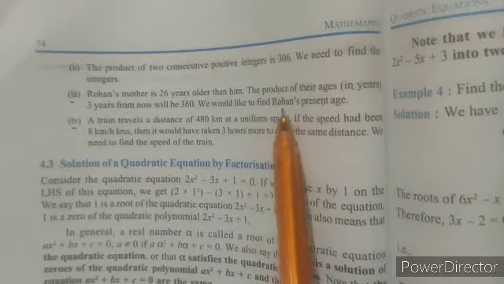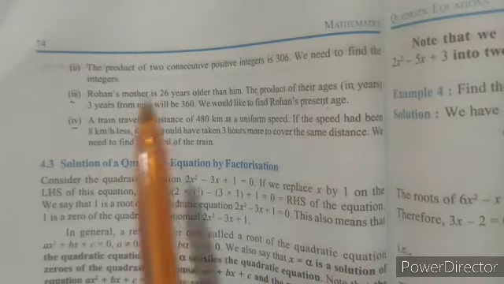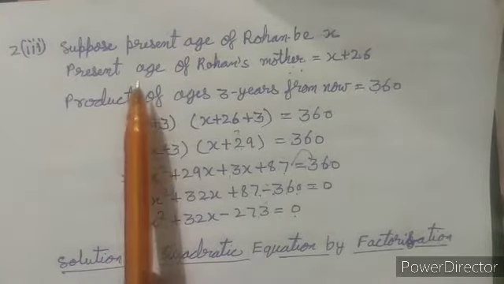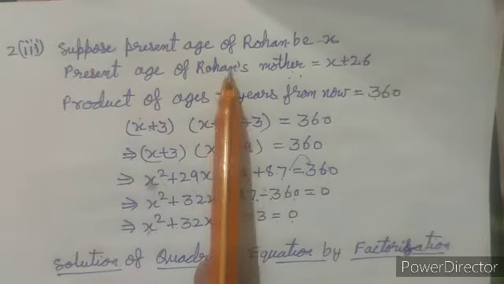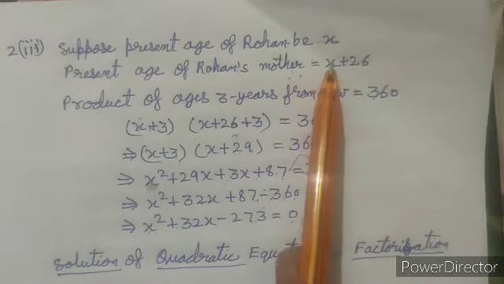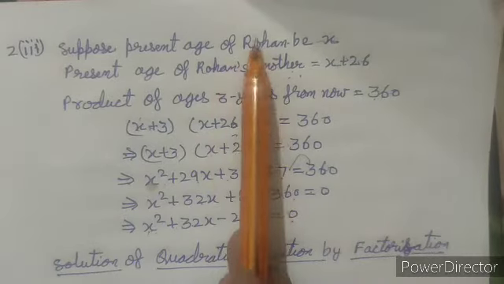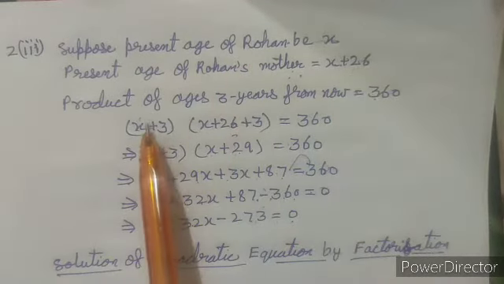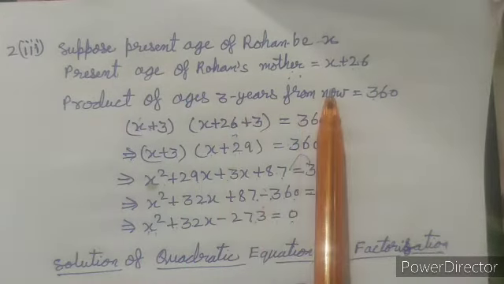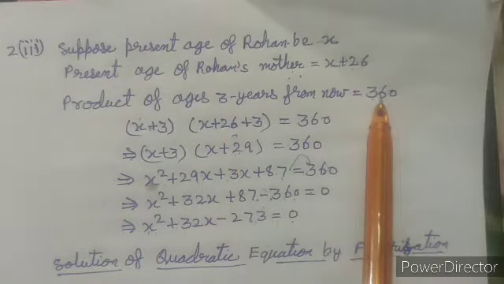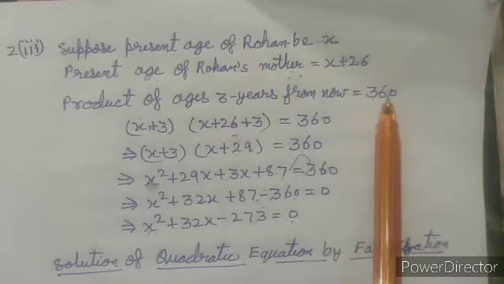In order to find Rohan's present age, we will take the present age of Rohan as x. Suppose the present age of Rohan is x, then the present age of Rohan's mother will be x plus 26, as Rohan's mother is 26 years older than Rohan. Now he is saying that the product of their ages 3 years from now is equal to 360, or you can say the product of their ages after 3 years is 360.